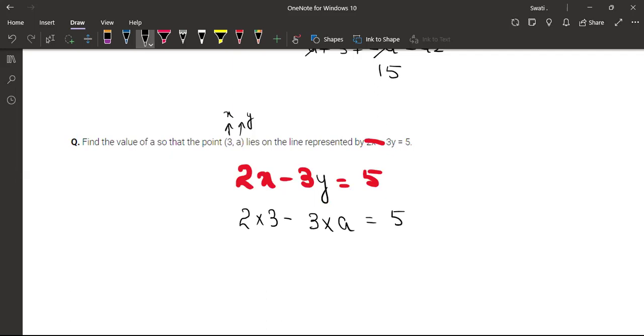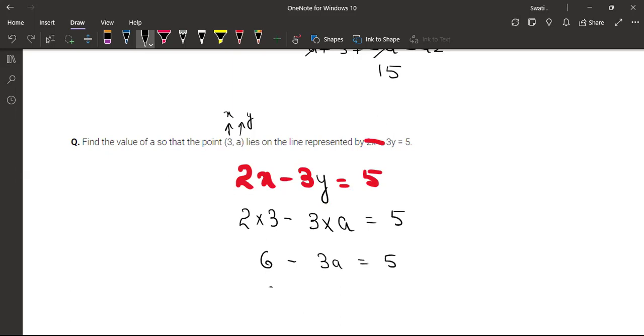हमने ये वैल्यू पुट क्यों किया? क्योंकि एक लाइन है और उस लाइन पे ये जो पॉइंट है वो उसी लाइन पे है, तो वो उस इक्वेशन को भी सेटिस्फाई करेगा. तो जो भी x है वो हो गया 3 और जो y है वो है a. तो हमने x की जगह पे 3 पुट किया और y की जगह पे a पुट किया. So 2 times 3 is 6 minus 3 into a, 3a, is equal to 5.